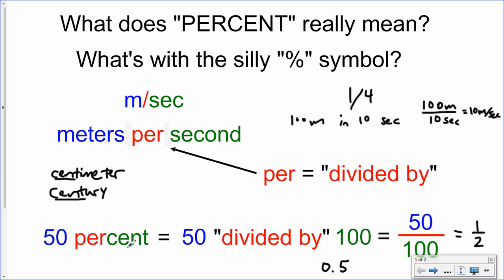0.5. 50%. Everyone knows that 50% is half. You understand that conceptually. Where does that come from? It's 50 divided by 100. And there you go. That's the significance.